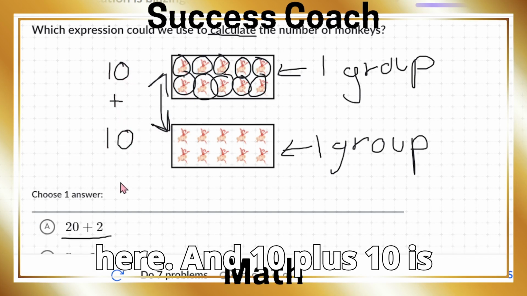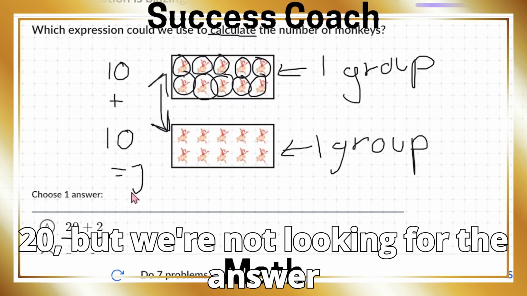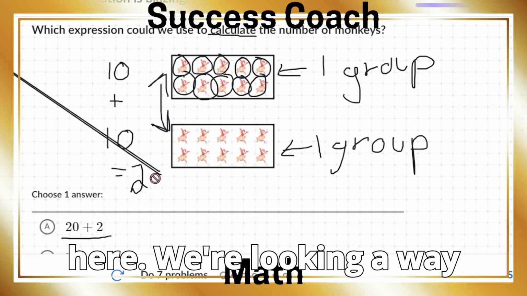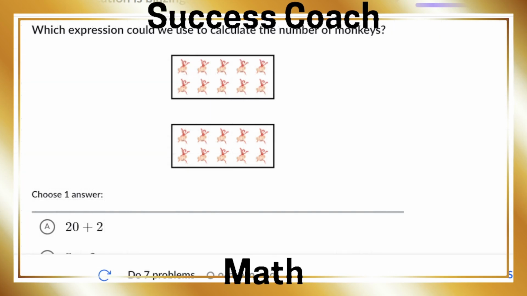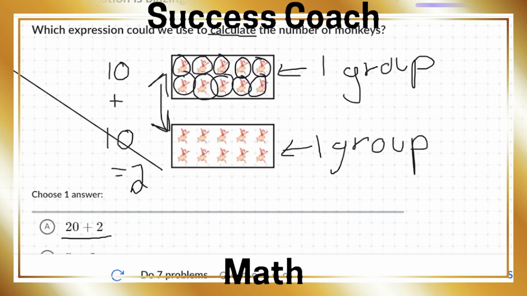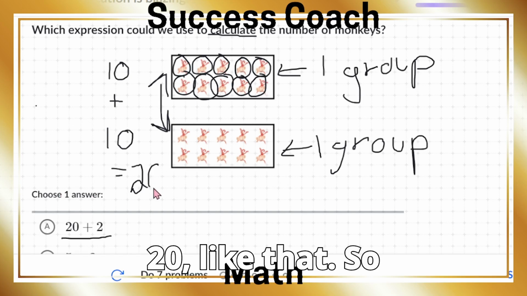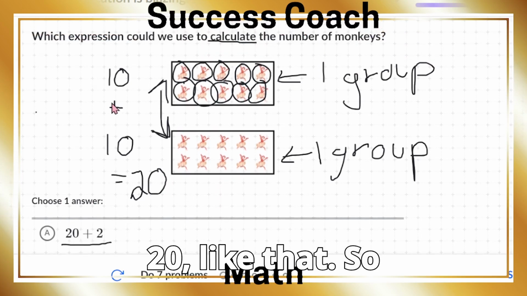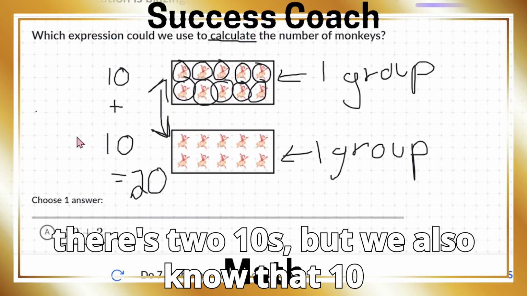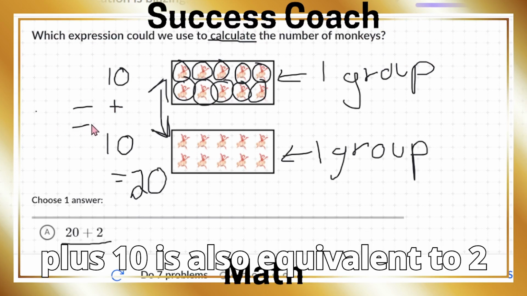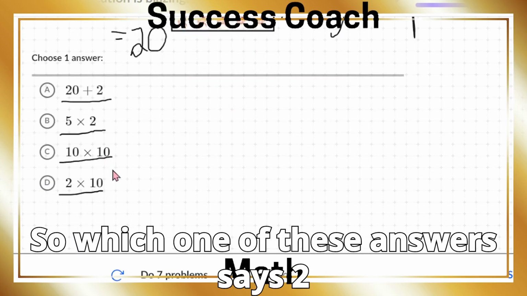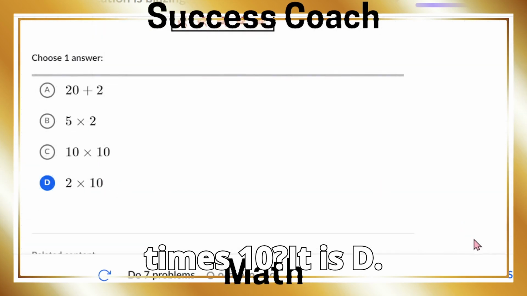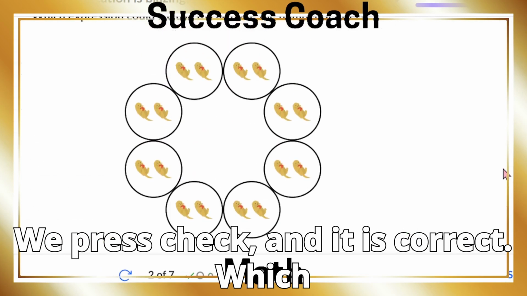And 10 plus 10 is 20. But we're not looking for the answer here. We're looking for a way to solve it. So 20. There's two 10s, but we also know that 10 plus 10 is also equivalent to 2 times 10. So which one of these answers says 2 times 10? It is D. We press check and it is correct.